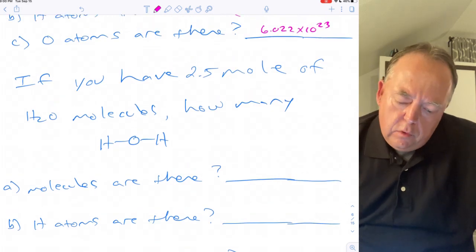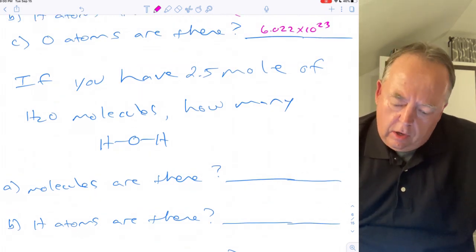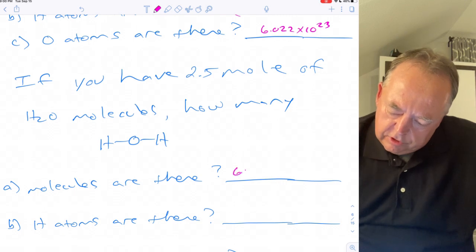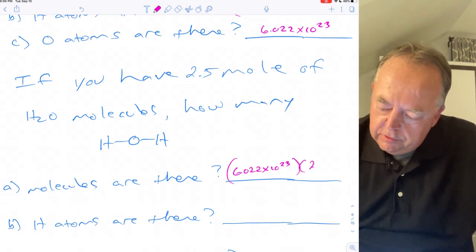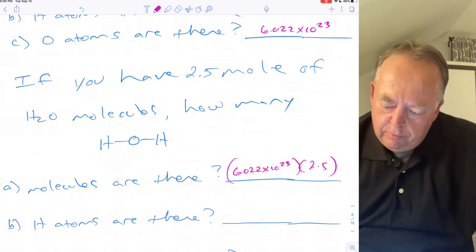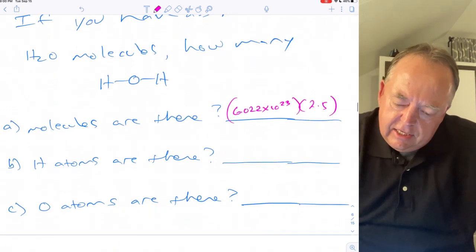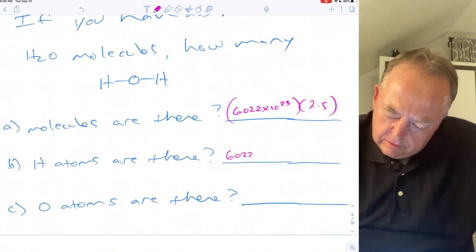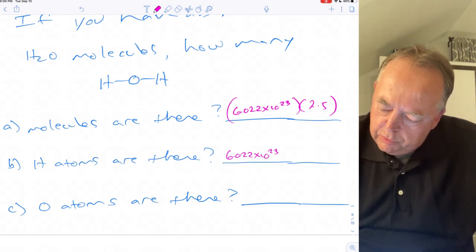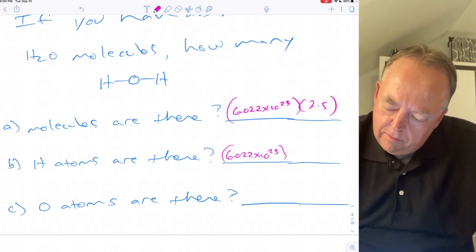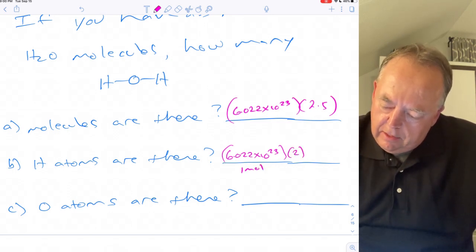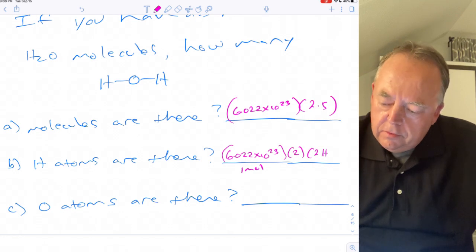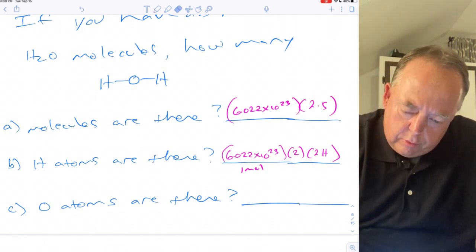If you had 2.5 moles of water molecules, how many molecules are there? Well, there's 6.022 times 10 to the 23rd in 1 mole, but you have 2.5 moles. So you would just take that number times 2.5, right? How many hydrogen atoms are there? So there's 6.022 times 10 to the 23rd in 1 mole, but you have 2.5 moles, and there are 2 hydrogens per molecule.